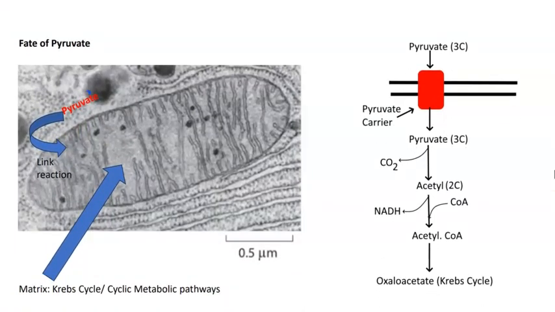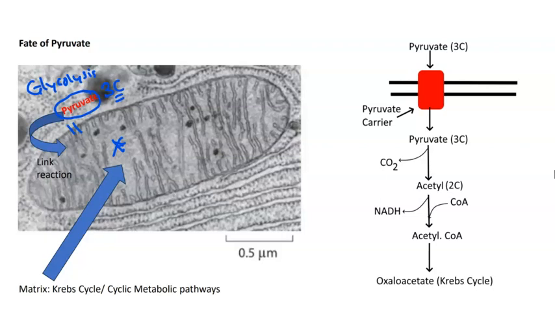The pyruvate is formed out here in the cytoplasm from glycolysis, and the pyruvate of course is a 3-carbon molecule, and this is transported across the double membrane of the mitochondria into the matrix of the mitochondria.